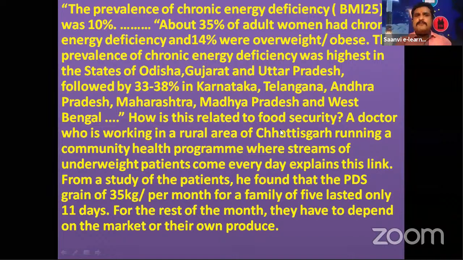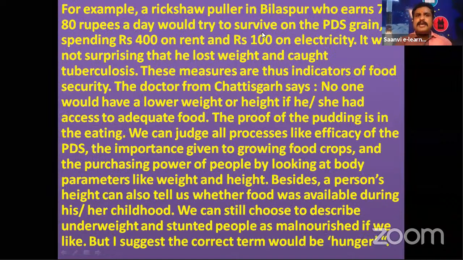One more case study you have here. What is that? For example, a rickshaw puller in Bilaspur who earns 70 to 80 rupees a day tries to survive on PDS grain. He depends on the public distribution system, even though he has to spend on electricity and other expenditure. It was not surprising that he lost weight and caught tuberculosis, a disease, losing weight.